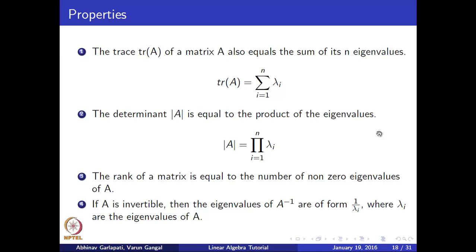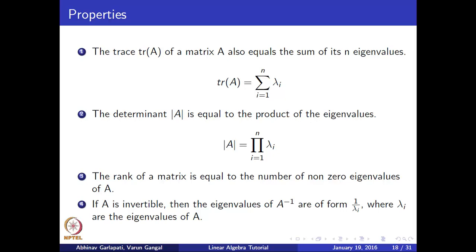There are interesting relations between some properties of a matrix and its eigenvalues. For instance, the trace of a matrix is equal to the sum of its eigenvalues, while the determinant is equal to the product. The rank of a matrix is equal to the number of non-zero eigenvalues. Note that if an eigenvalue has multiplicity greater than 1, for instance, if two distinct eigenvectors x1 and x2 both have eigenvalue lambda, we would count lambda twice.